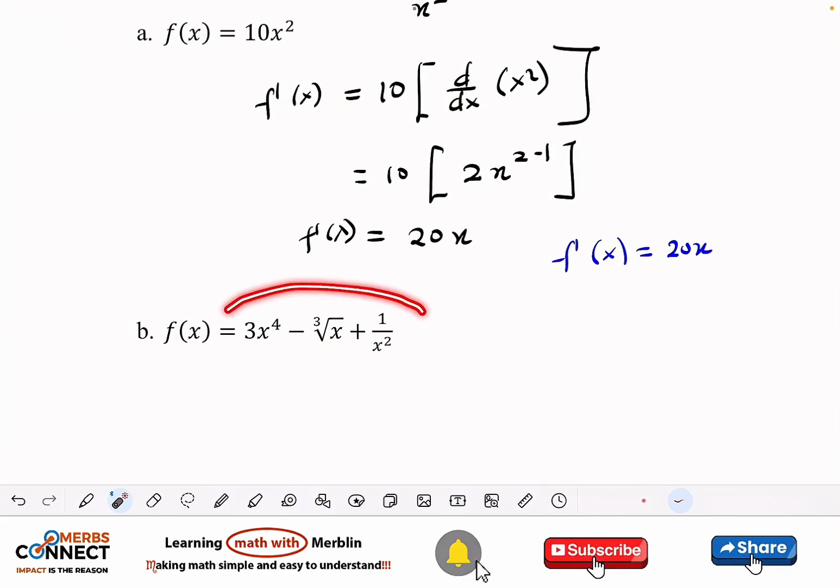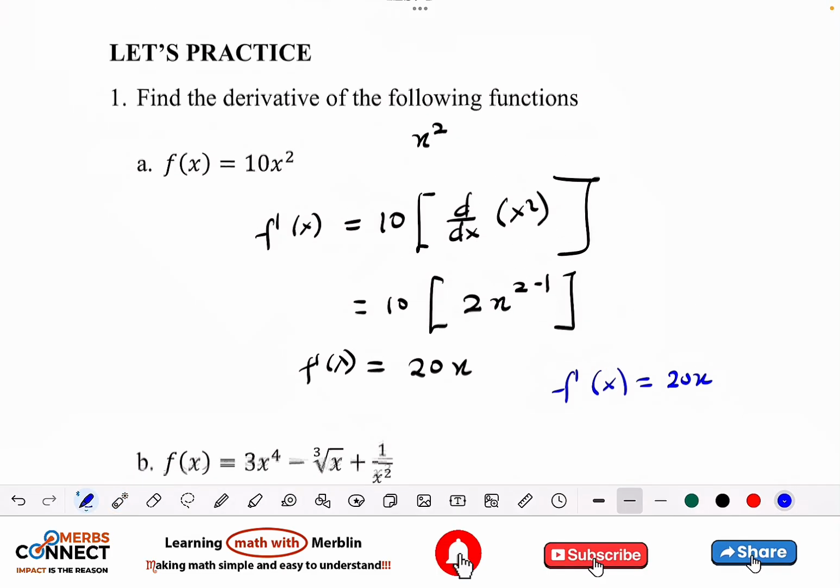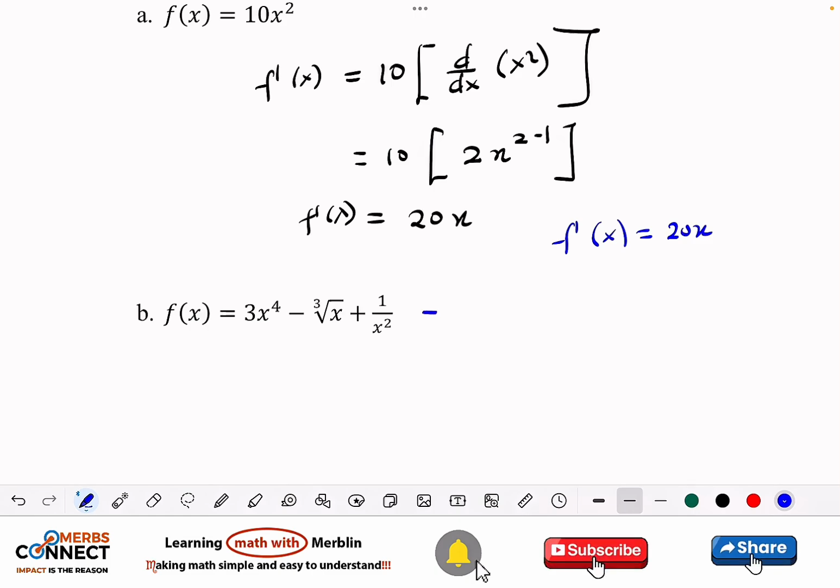Now looking at this here, this is a combination of the constant multiple rule, the difference rule, and the sum rule. But how are we going to do this? Let's see what we can do from here. First, I need to simplify. Some of the functions you need to simplify before you can differentiate.